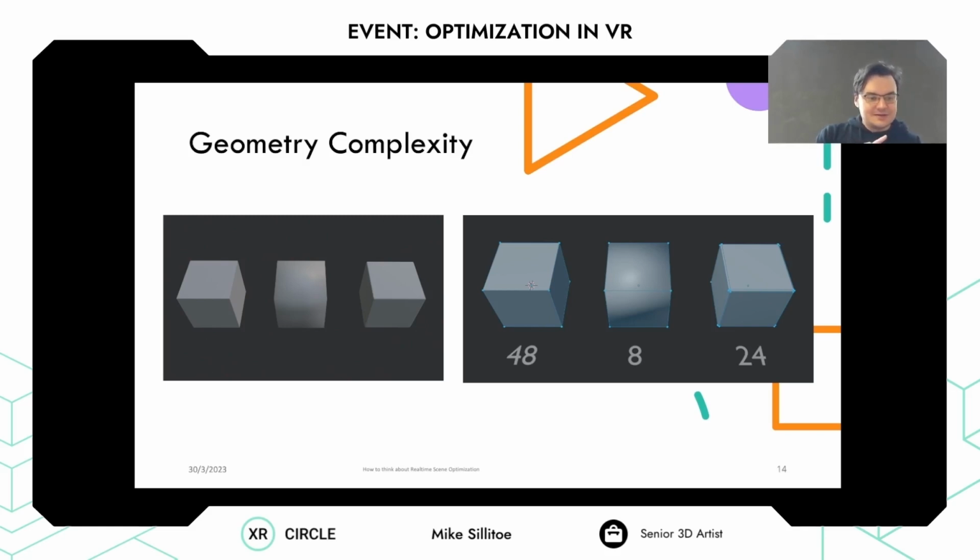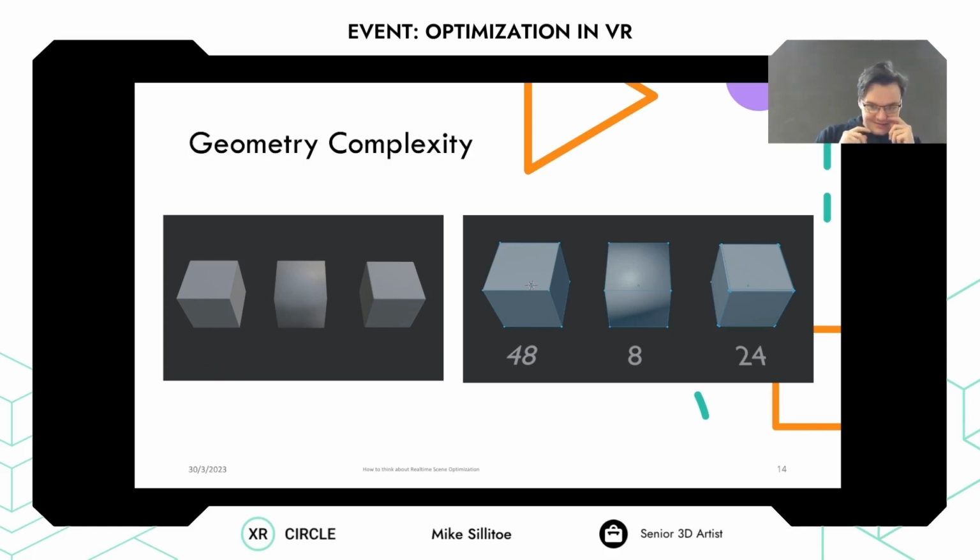So on the first cube, it's your standard cube from Blender with hard edges. The second one is the same cube, but fully smoothed. And then the last cube is just a fully smoothed cube with beveled edges. And the numbers underneath is the actual vert count of these objects. So the first one has 48 points, the second one has 8, and the last one has 24.